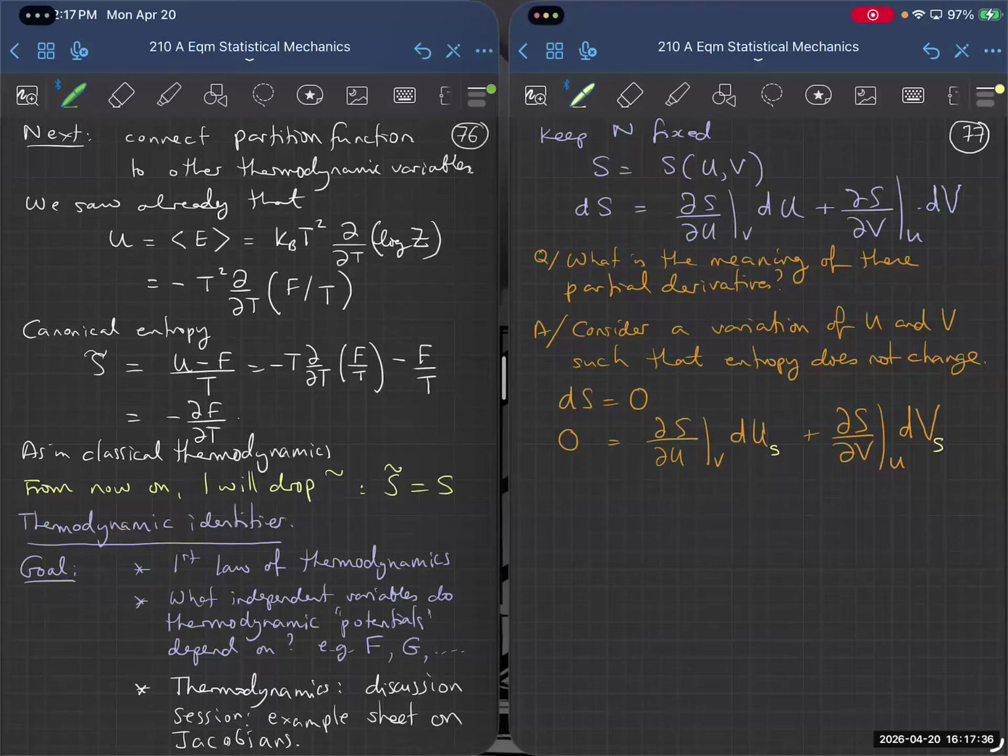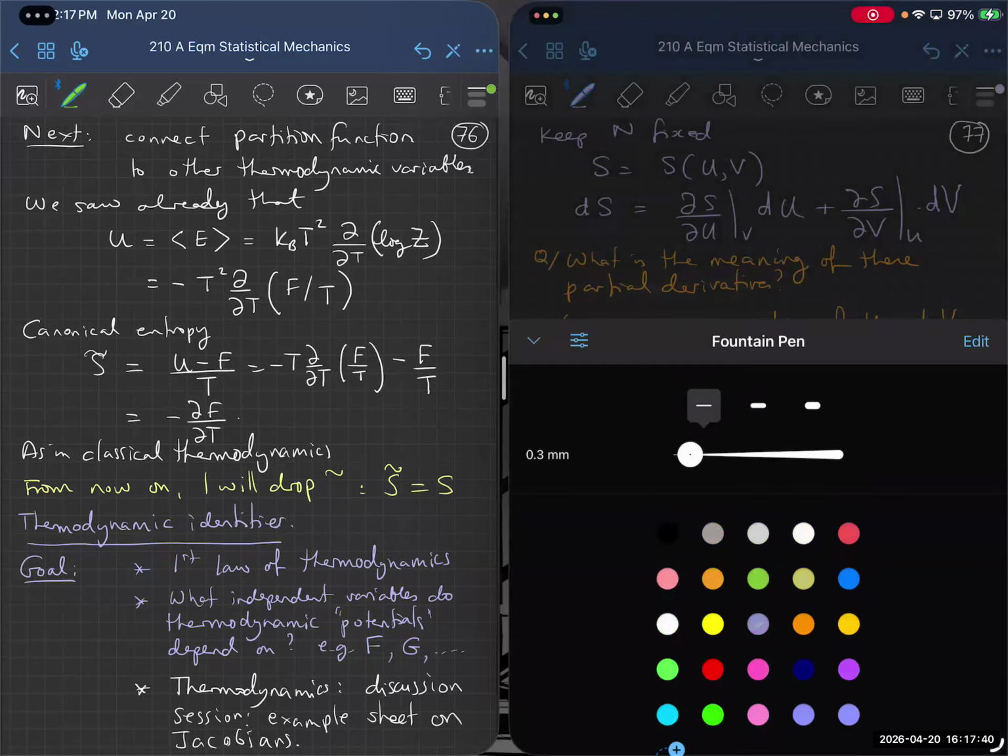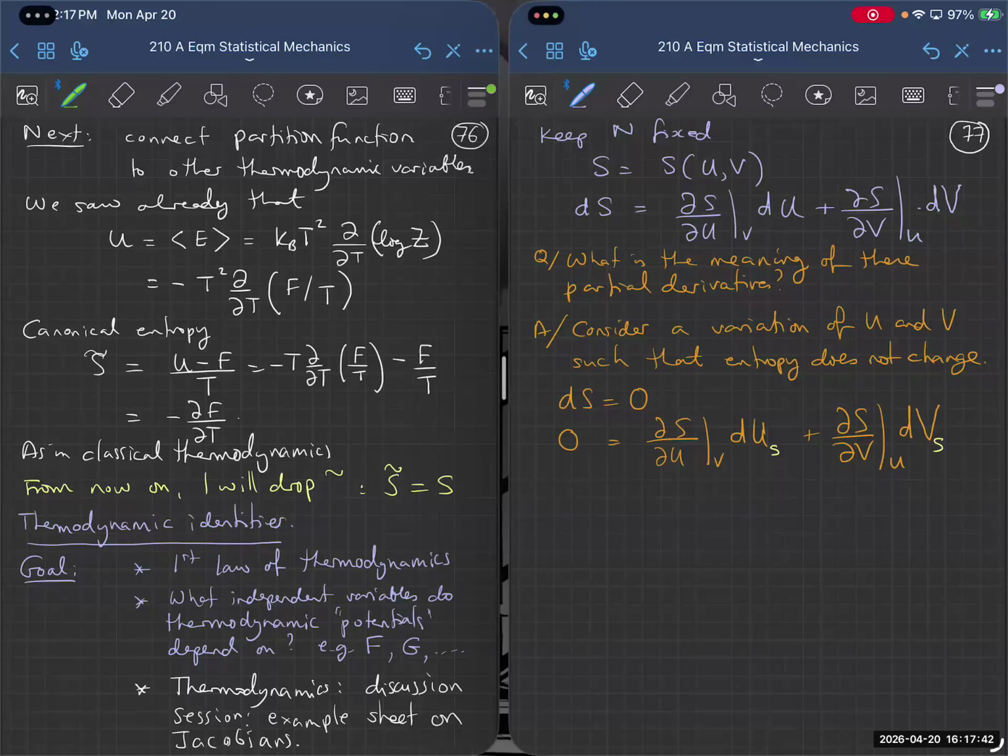That means I can now divide through by the change. Then 0 is equal to ds by du at constant v, du by dv at constant s, plus ds by dv at constant u.